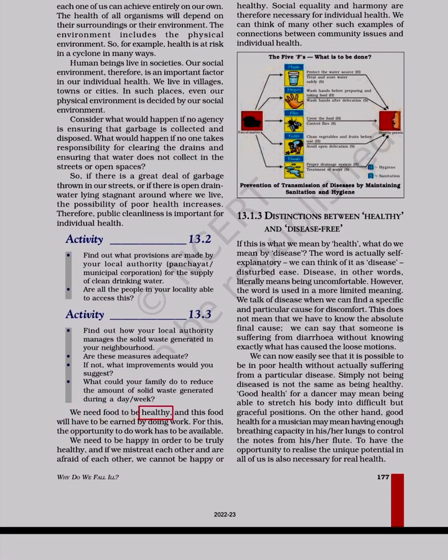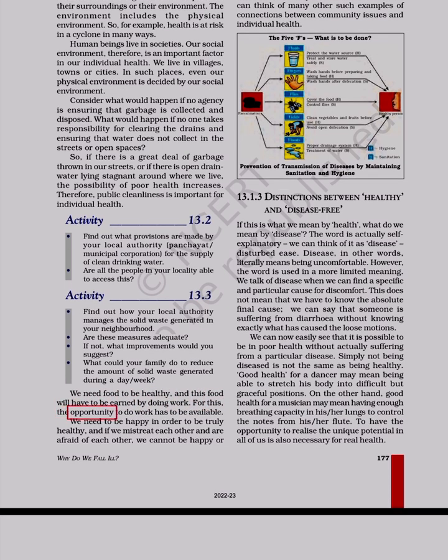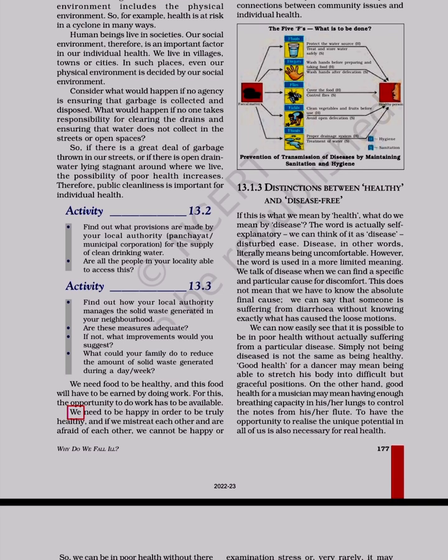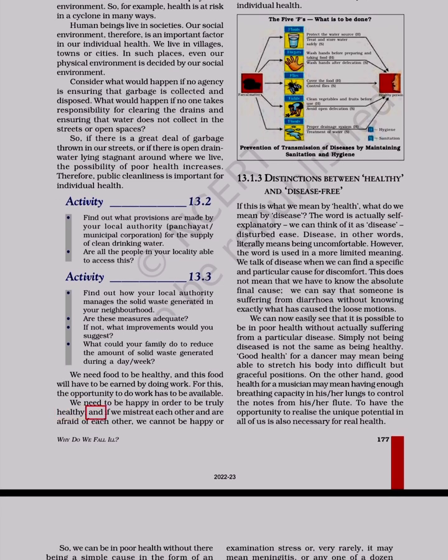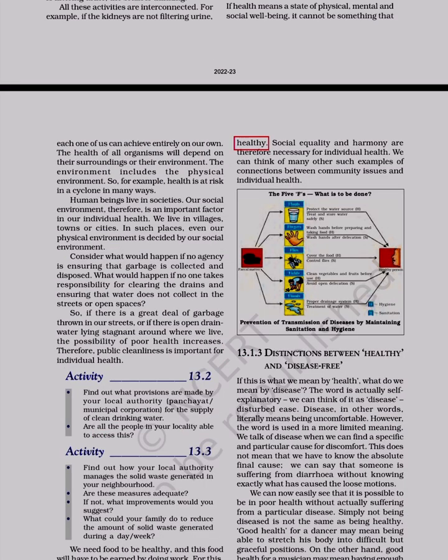We need food to be healthy, and this food will have to be earned by doing work. For this, the opportunity to do work has to be available. We need to be happy in order to be truly healthy, and if we mistreat each other and are afraid of each other, we cannot be happy or healthy. Social equality and harmony are therefore necessary for individual health. We can think of many other such examples of connections between community issues and individual health.